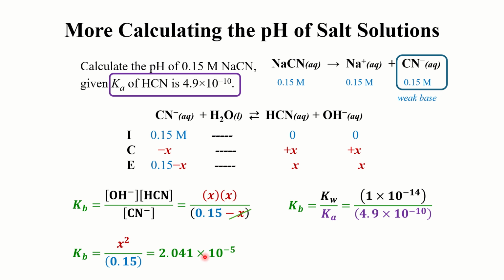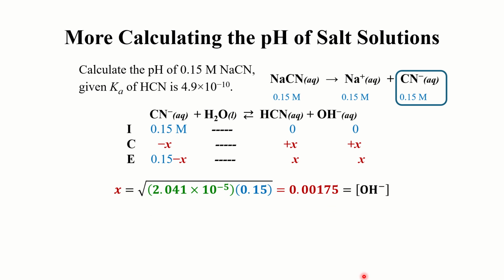This is still a pretty small K value, so we can use the small x approximation here. So we can say that x squared over 0.15 is equal to that Kb value we solved for here. And finally, x is equal to the square root of 2.041 times 10 to the negative fifth multiplied by 0.15. And to finish this problem off, you should find that x is equal to 0.00175, which gives us the OH- concentration.